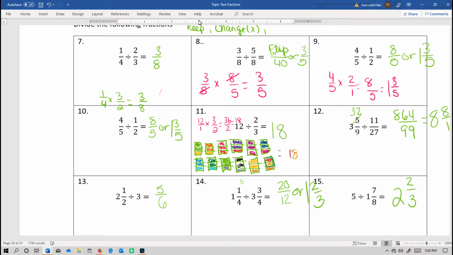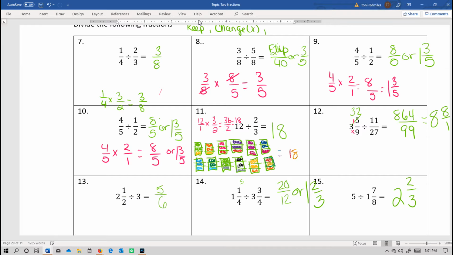All right, so for number 10, keep the first one, change to multiplication, flip, and multiply. So oh, wait a minute, this is the same exact thing. What a faux pas. Look at that. 9 and 10 are the same exact things. So look at that. Freebie. We already did 11.